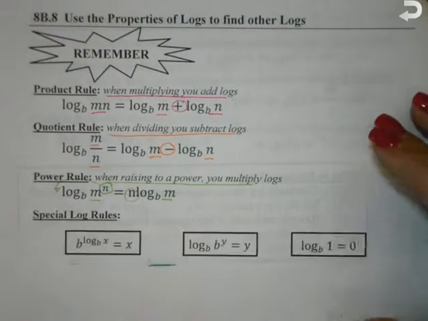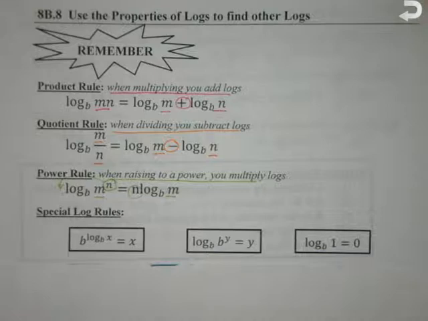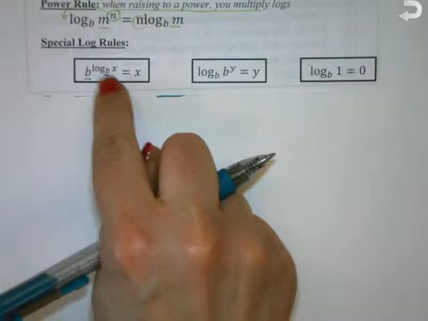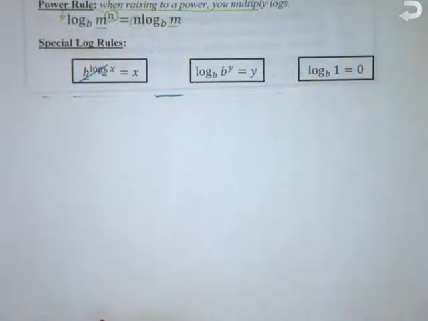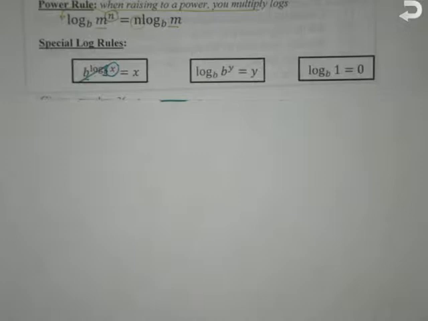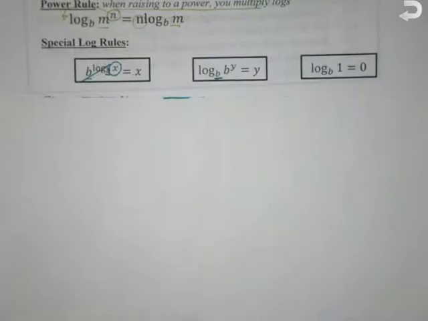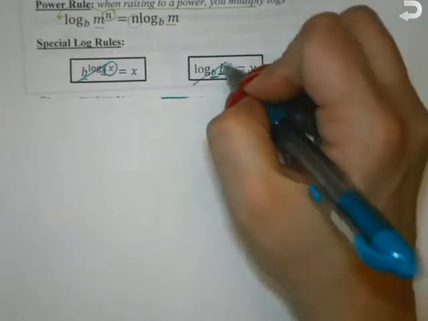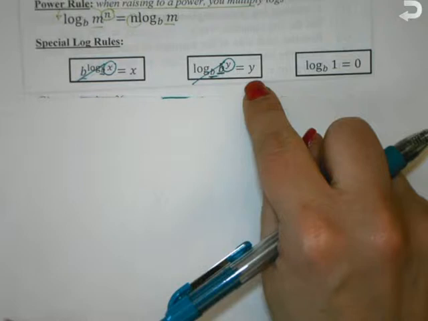And then I also wanted to remind you guys of the special rules. Special rules mostly have to do with logs with the same base. If I am raising an exponent with a base of b to a log, and both of my bases are the same, you can drop your bases, and your answer is whatever you were taking the log of. And in the opposite fashion, if I have a log with a base of b, and inside is an exponent with the same base, those bases drop, and the exponent is my answer, okay?